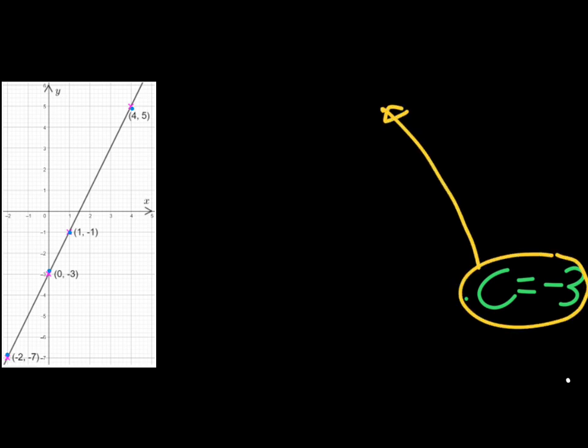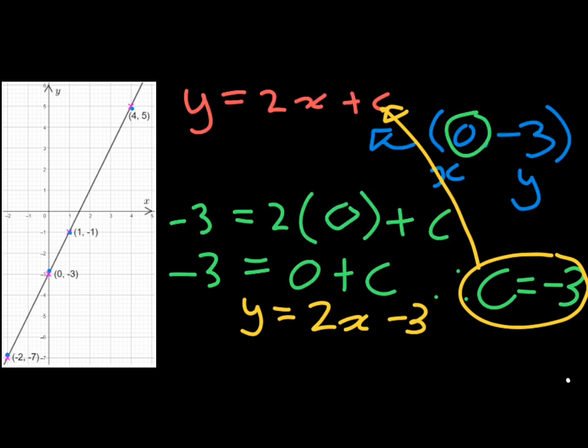Therefore, c equals -3. Now, we take this answer of c equals -3, and we substitute it in there. Therefore, we can say that y equals 2x minus 3. We have now found values for m and c, and we are therefore finished, as we have found the equation for that straight line graph.